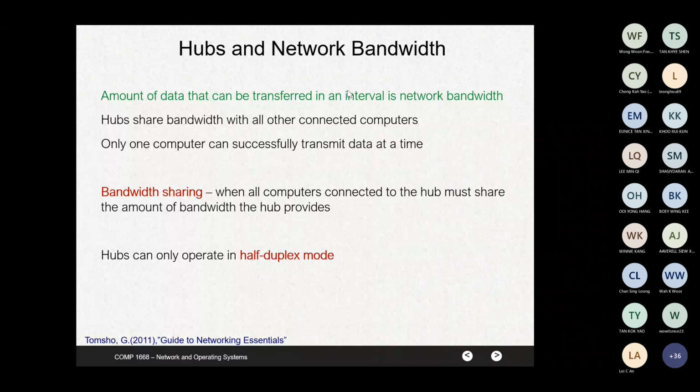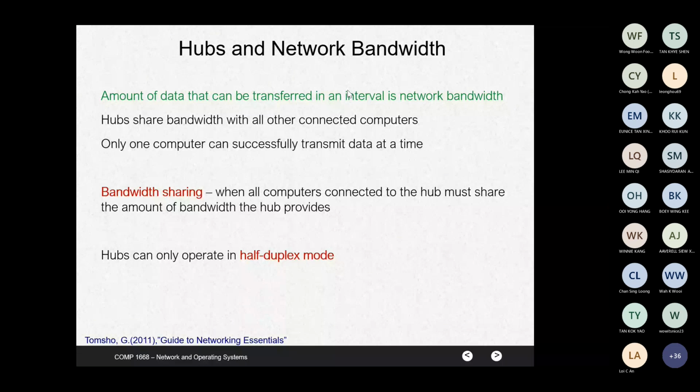Hubs share bandwidth with all other connected computers. That is a keyword that I wanted to share with all of you. The amount of data that can be transferred in an interval is what we call bandwidth. Bandwidth is basically traffic, the amount of data. And the keyword here is that a hub shares bandwidth. So when a hub shares bandwidth with all other connected computers, remember it transmits to all ports.